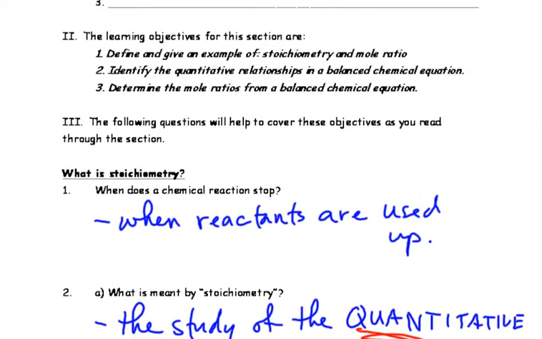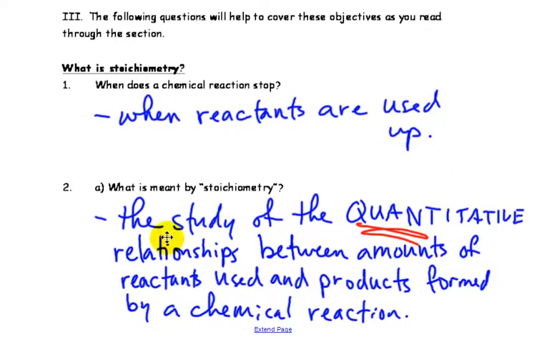So first of all, looking at when does a reaction stop? It's when all of the reactants are used up. So when reactants are forming products, once the reactants are gone, the reaction's over. Stoichiometry, the study of the quantitative relationships between amounts of reactants used and products formed by a chemical reaction. So we're actually looking at quantity here, numbers and units.